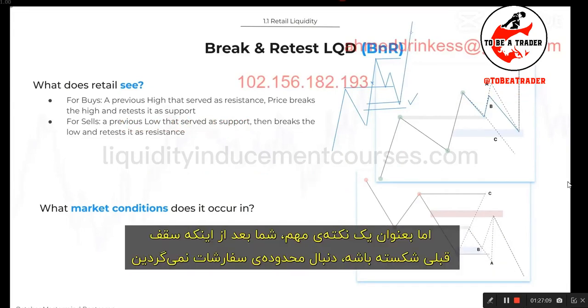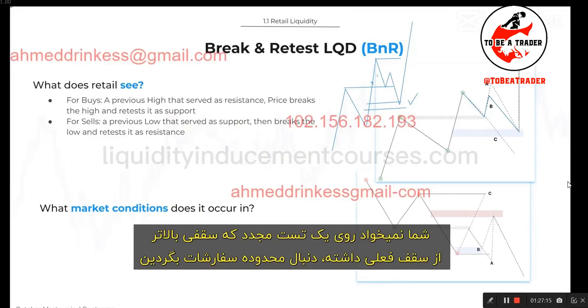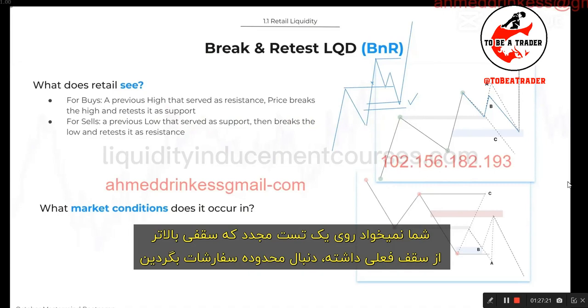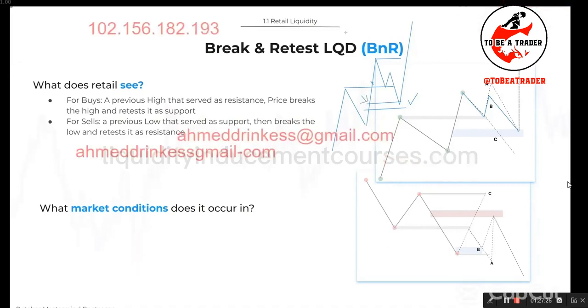But as a takeaway, you do not want to look for an order block after a previous high has been broken. You don't want to look for an order block on the retest where a previous higher high was. So don't look there. You want to look below here.